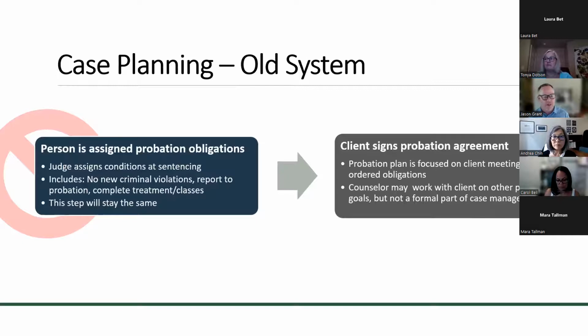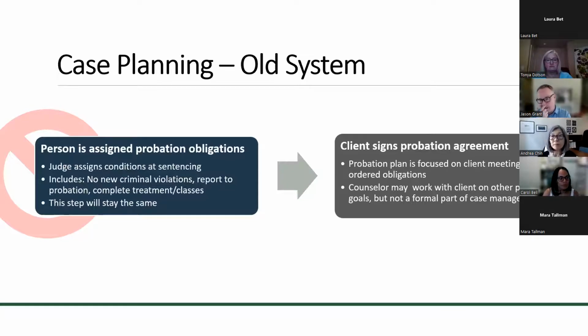First one I want to talk to you a little bit about is the case plan. In our old approach, work on items independent of what a client was compelled to do at the direction of the court was in essence going through the process where the judge would assign conditions at sentencing. Those standard conditions would be no criminal law violations, reporting to probation, going through any therapeutic programming that was required. That process largely stays the same.